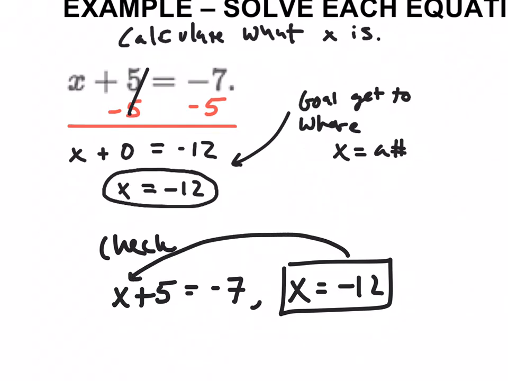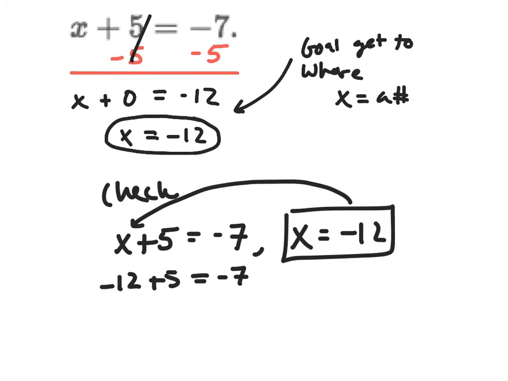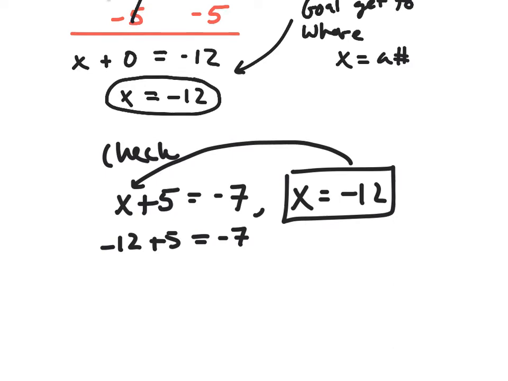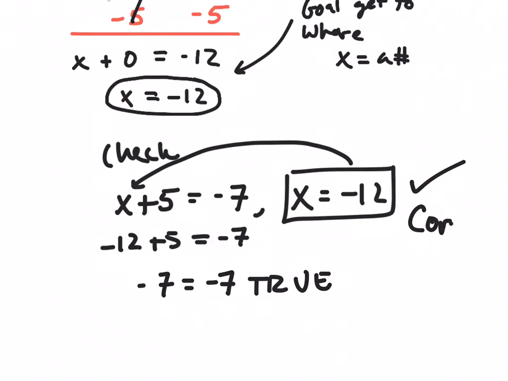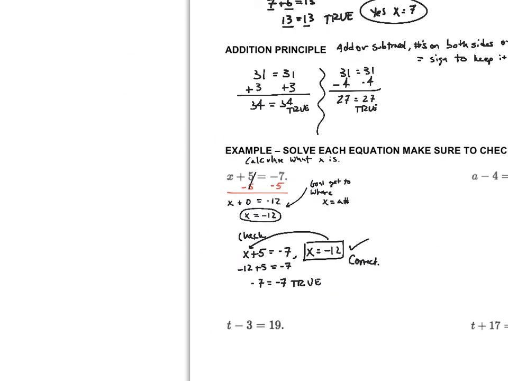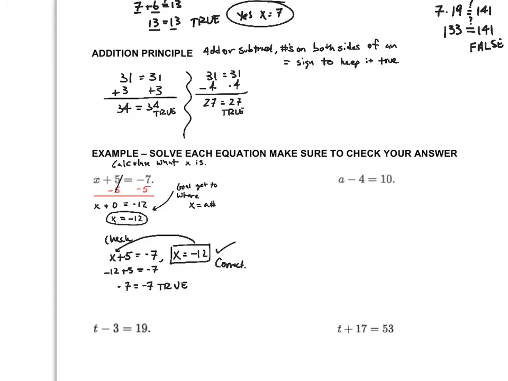Okay, so I write this as negative 12 plus 5. Is that equal to negative 7? Okay, and if I take negative 12 plus 5, then yes, this in fact does give me negative 7. All right, so I get negative 7 is equal to negative 7, which is true, and that means that x equals negative 12 is correct. Okay, that is our answer. So when you're solving equations, there's a way to figure out if you're right or not.